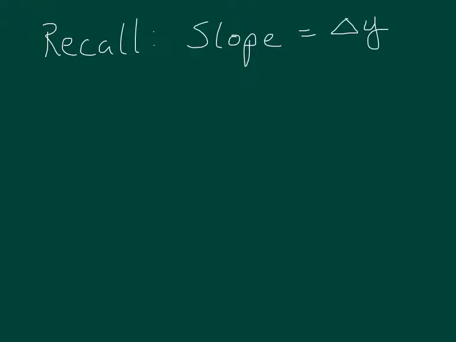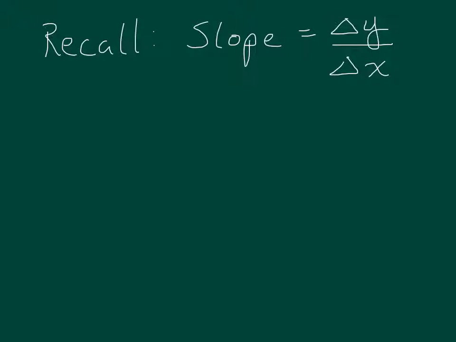Let's recall. The slope of a function is the change in y values compared to the change in x values. We write it, the change in y values compared to the change in x values. In other words, the change in y with respect to x.